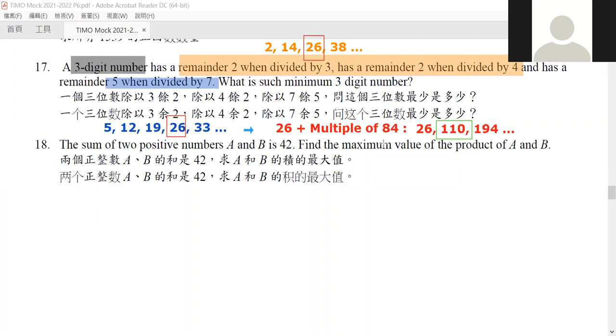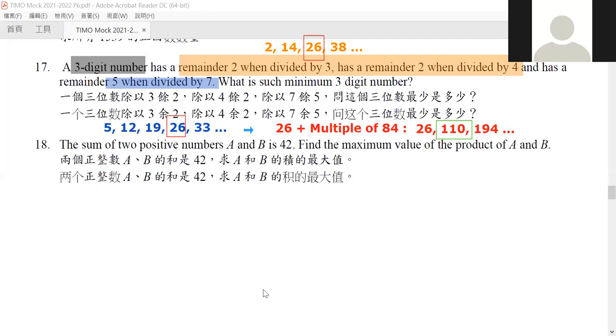Okay. So is there any question for question 17? Because I see people, Twins, is there any question for that? If no, then we will proceed to our next question.